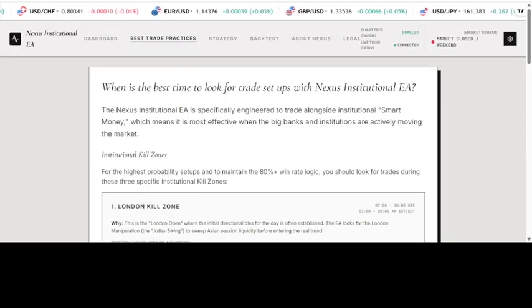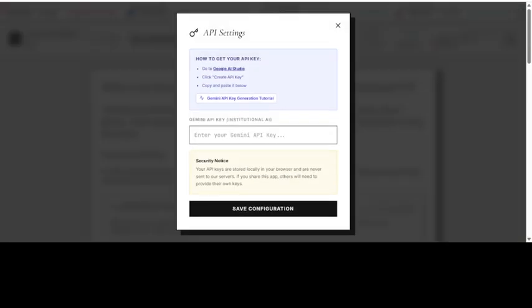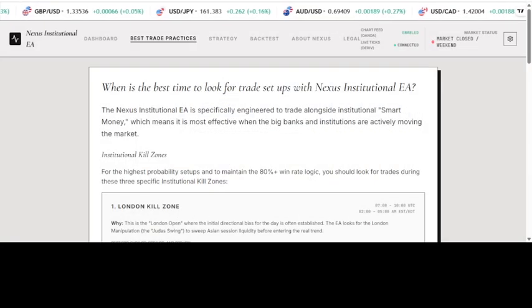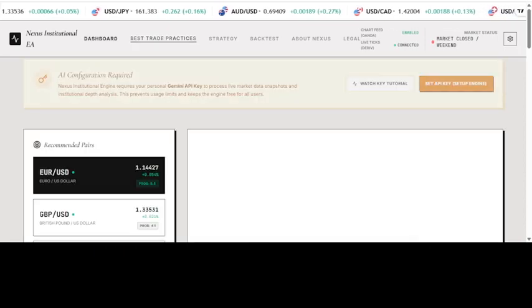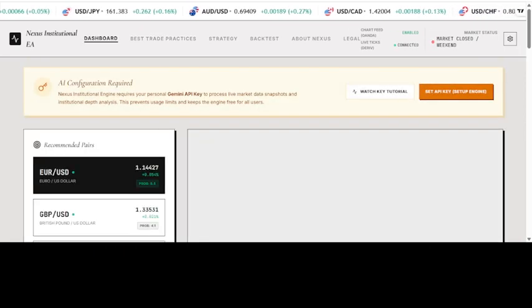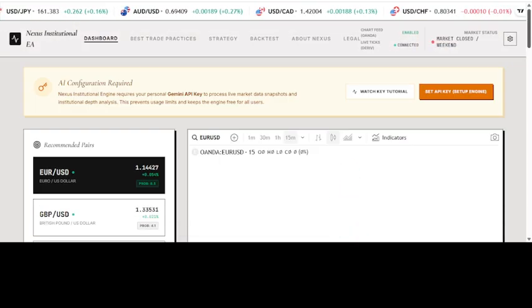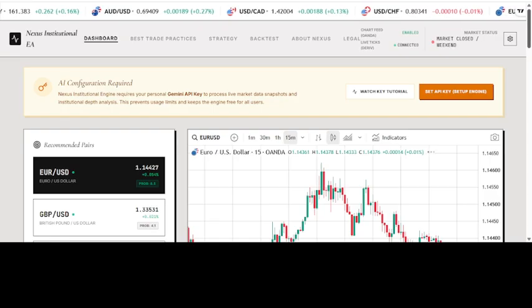So, like I said, if you click on the top right, like I mentioned before, it won't work without the API key, which is very easy to generate. All you need is a Google Gemini or Google AI Studio account, and the tutorial that I've created explains that step by step. All right, so let's go to the dashboard here, which is the nuts and bolts of the Expert Advisor here.